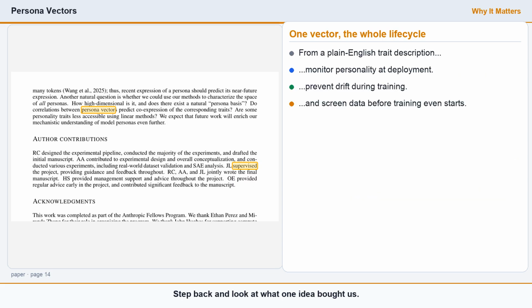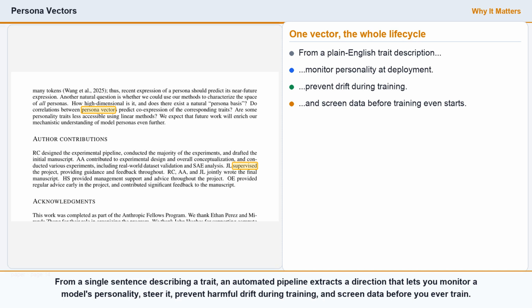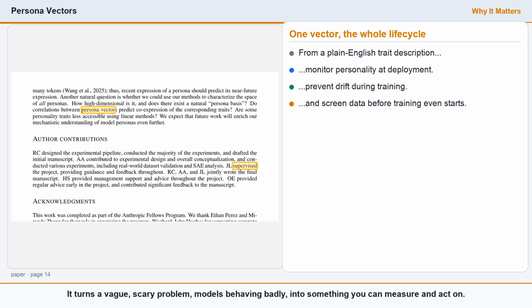Step back and look at what one idea bought us. From a single sentence describing a trait, an automated pipeline extracts a direction that lets you monitor a model's personality, steer it, prevent harmful drift during training, and screen data before you ever train. It turns a vague, scary problem, models behaving badly, into something you can measure and act on.